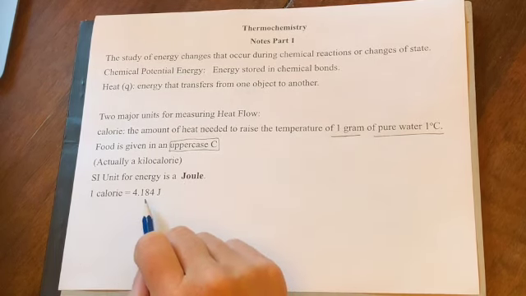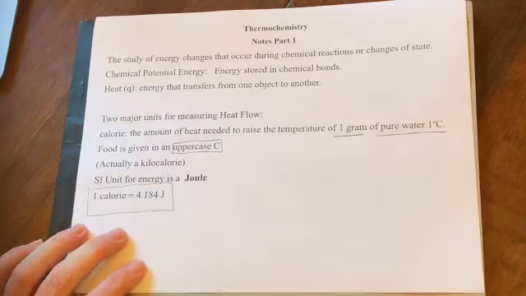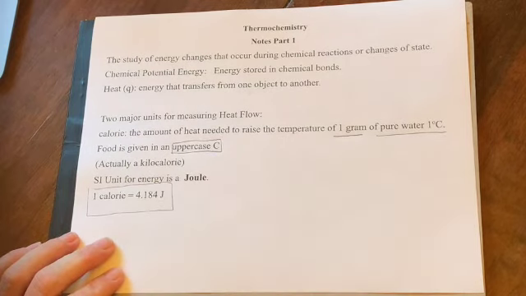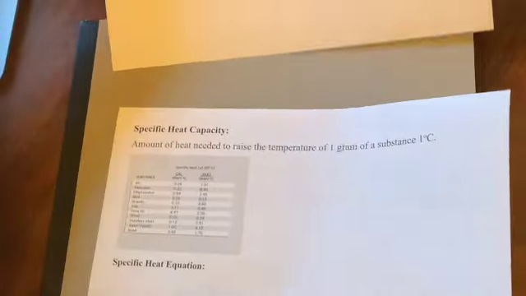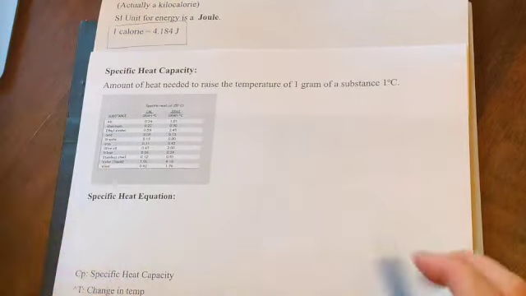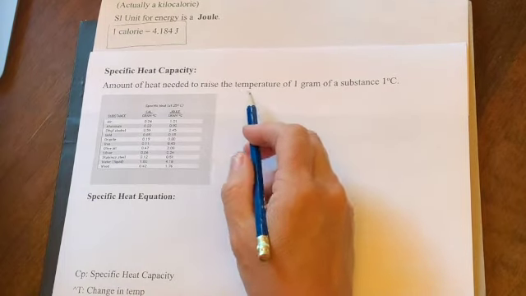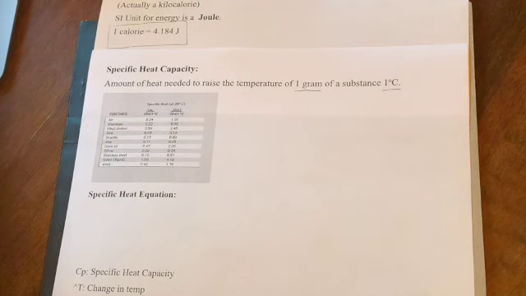1 calorie is equal to 4.184 joules. And this is going to be a number that we're going to be using quite often, because it is actually what is known as the specific heat capacity of water. Specific heat capacity is the amount of heat needed to raise the temperature, again, of 1 gram of a substance 1 degree Celsius.